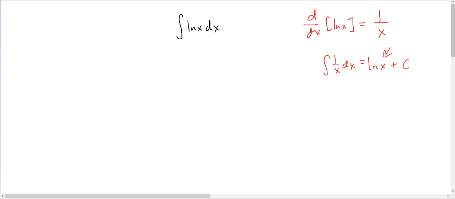So the first thing we're going to need to do is make a u substitution. So I'm going to let u equal ln x. And if that's the case, then our du is going to be the derivative of ln x, which is just 1 over x dx. Now I can solve for dx by moving this x to the left. So I have x du equals dx.